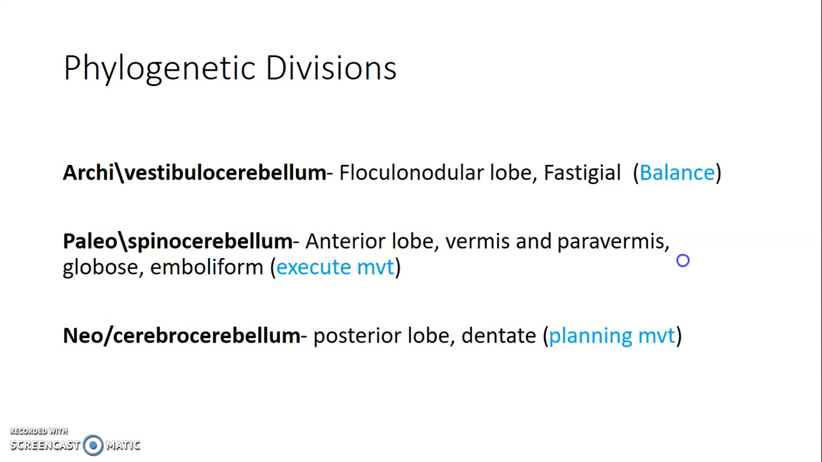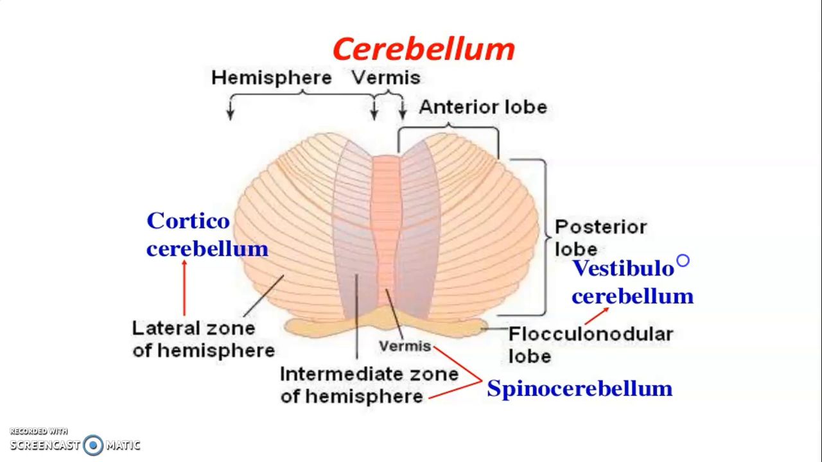Evolution led to the development of the paleocerebellum, which is also the spinocerebellum, composed of the anterior lobe, the vermis and the paravermis, as well as the globose and emboliform nuclei, and these execute movement. Lastly, the neocerebellum or cerebrocerebellum, composed of the posterior lobe and the dentate nuclei, is responsible for planning of movement. So this shows you the parts of the cerebellum.